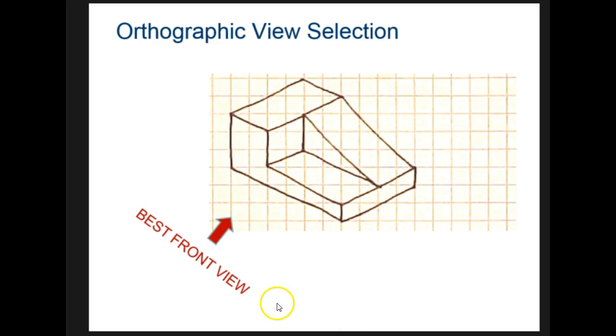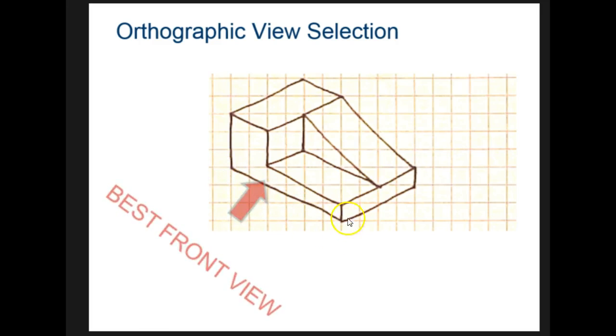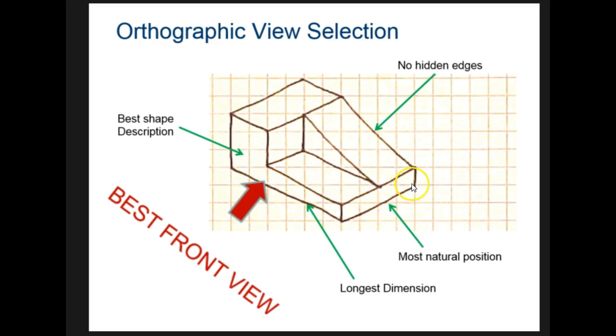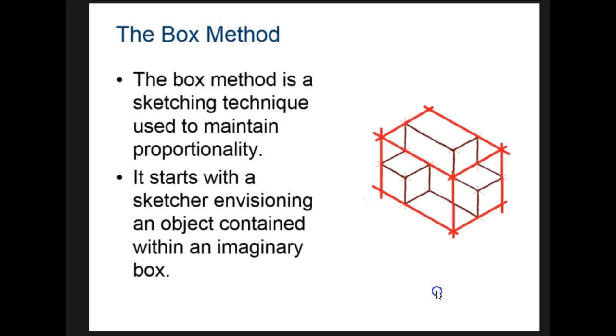So let's look at the best front view of this object right here. Why is this the best front view? Well, this is our longest dimension right here. This is most stable. It's the most natural position for this to be in. It wouldn't make sense to sit it on this end because it would tend to tip over. Sitting like this, it doesn't have any hidden lines. If we swung it around the other way, it would have hidden lines. This would be hidden. And this gives us the best description of what the shape looks like. So this is the proper alignment. This is the front, this is the right, and this is the top.